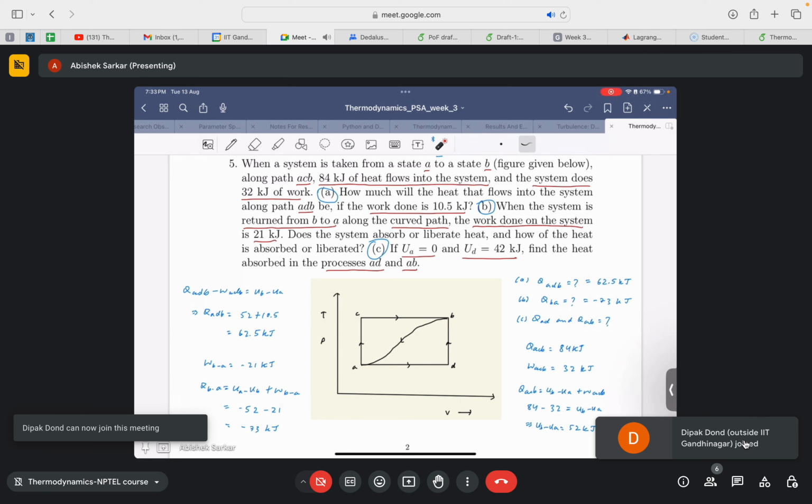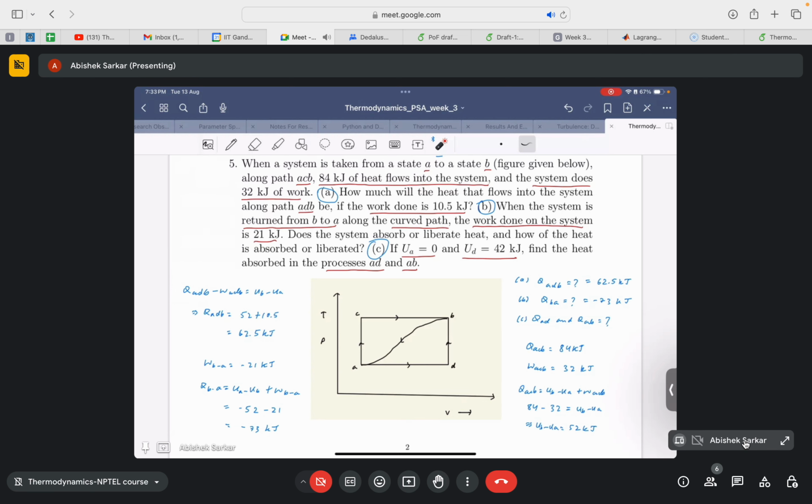Okay, so I'll again wait for say 3 more minutes and then see the solution. Okay, so UA is given. So because you know UB minus UA, then you can find the value of UB. Okay, try to use that and then find the value of QAD and QAB. Okay. Now, I'm sorry. Instead of dealing with the entire cycle, deal with the processes separately.